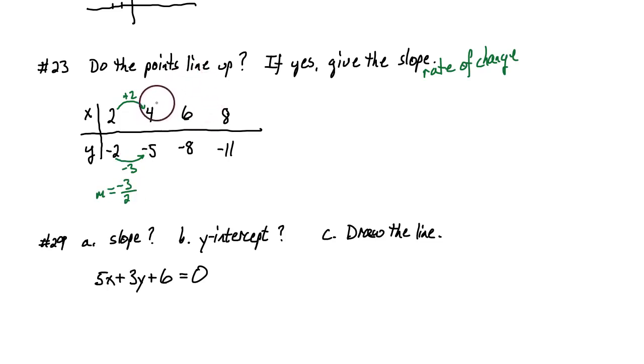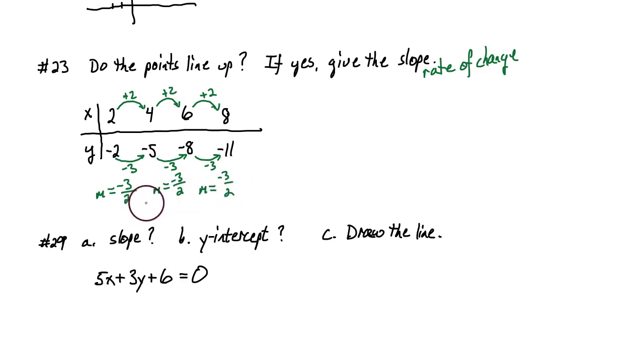Let's compare the next 2 dots. From 4 to 6 is an increase of 2. From -5 to -8, it's getting smaller. It's decreasing by 3. The rate of change is negative 3 over 2. It's the same rate of change so far. Let's try one more. From 6 to 8, it increases by 2. From negative 8 to negative 11, it's decreasing by 3. If you make a rate by putting the y change on top and the x change on the bottom, you get negative 3 over 2.